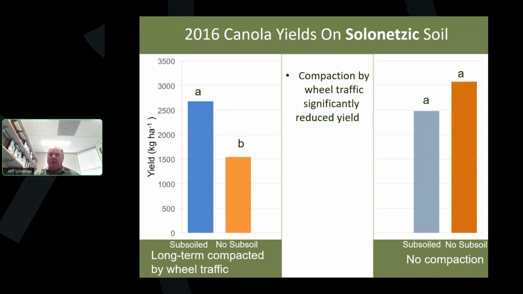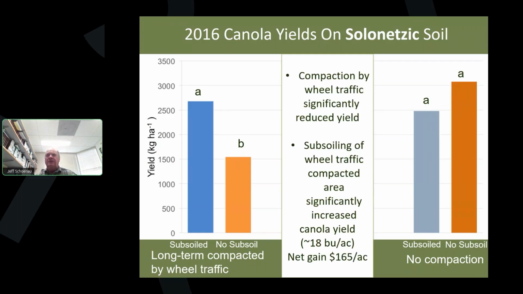So compaction by the wheel traffic long-term significantly reduced yield in that solonetzic soil, and where we subsoil it, increased the canola yield rather substantially. And so we did the economics on that, applied to that specific area, a net gain of $165 an acre.